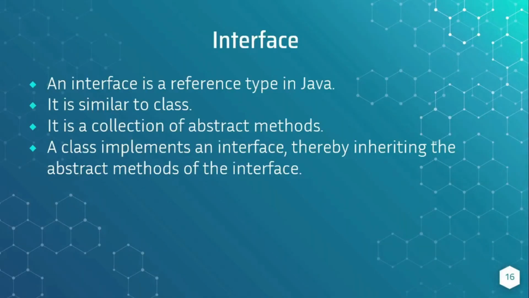Interface. An interface is a reference type in Java. It is similar to a class. It is a collection of abstract methods. A class implements an interface, thereby inheriting the abstract methods of the interface. Along with abstract methods, an interface may also contain constants, default methods, static methods, and nested types. Method bodies exist only for default methods and static methods.